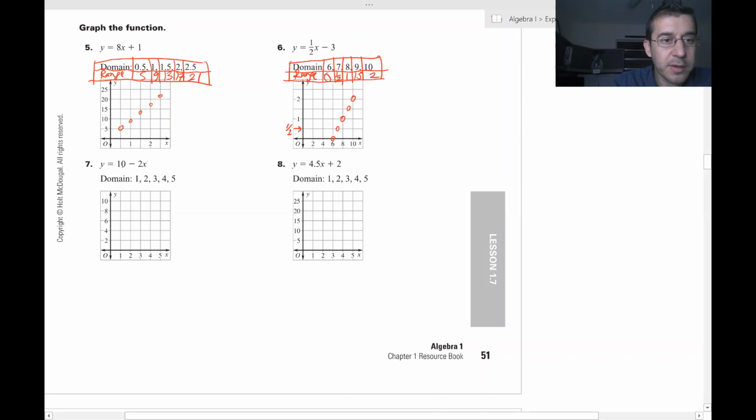Okay. Next one, number 7. The function is given as y equals 10 minus 2x. Let's find the range values first.